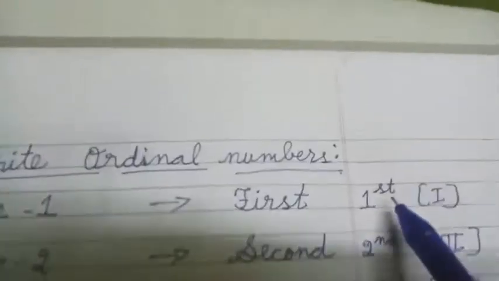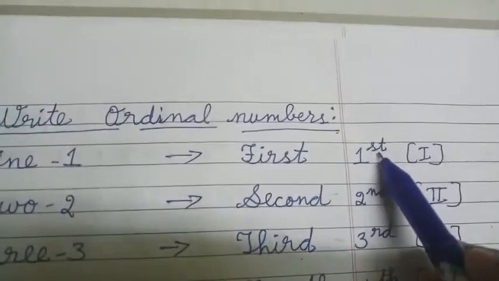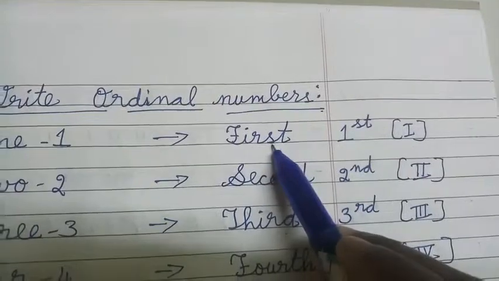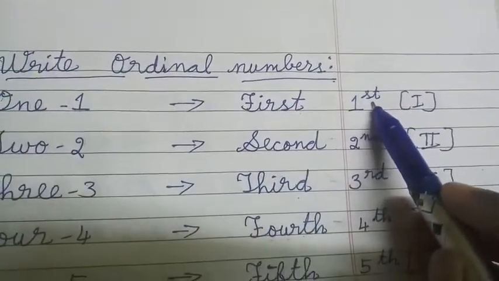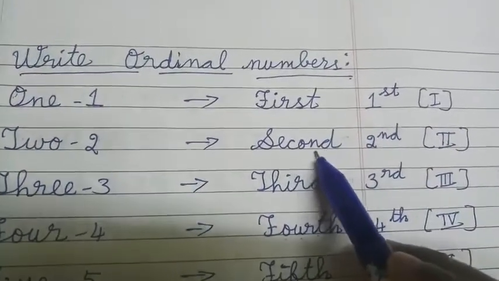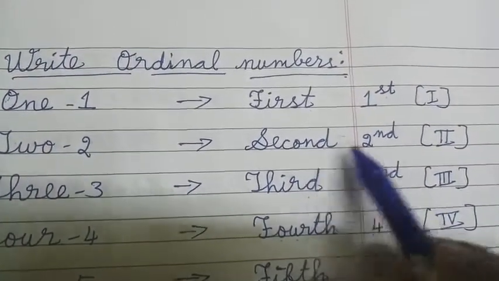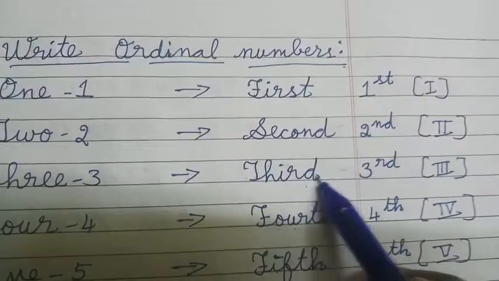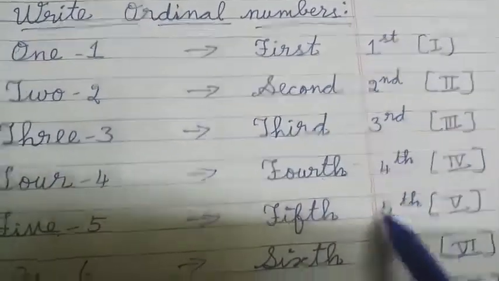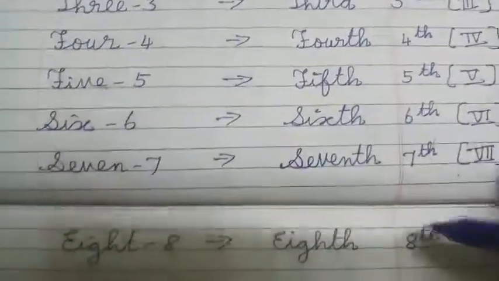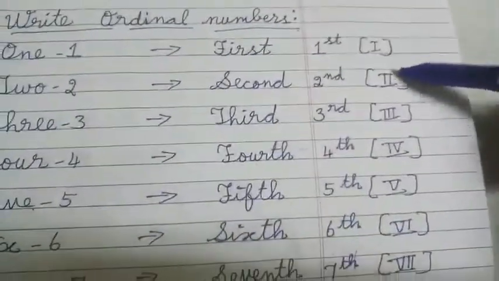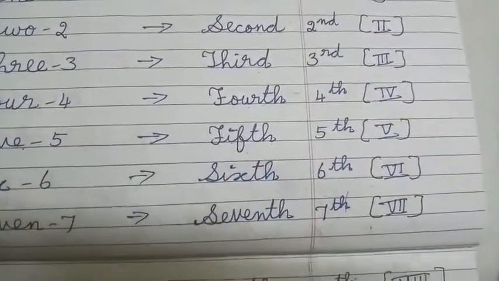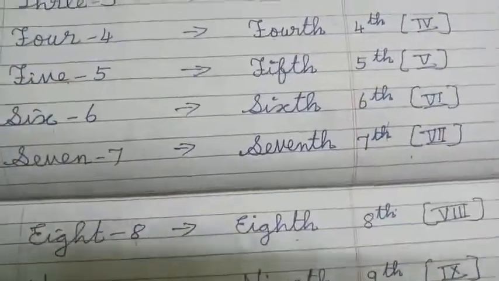See here, I am putting a short way. The last letters: if you put S-T, the number will change into an ordinal number. For the last letters N-D, I am writing N-D. R-D, R-D, T-H, T-H. The rest all will take T-H. And this is the number form of the ordinal. Okay? Understand, children?